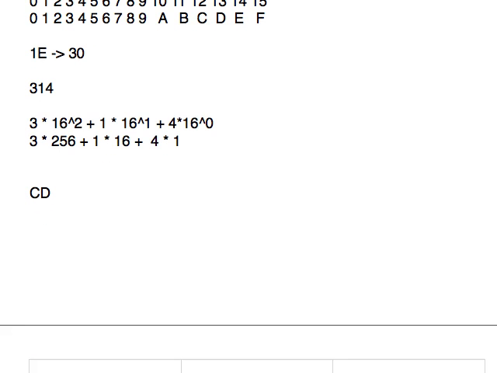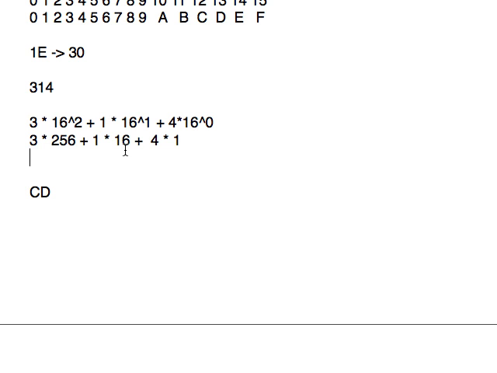So 3 times 256 will be 768, plus 1 times 16 will just be 16, plus 4 times 1 will be 4, which would equal, let's see, 4 plus 16 would be 20, 20 plus 8, so 788. So 314 in hex would translate to 788 in decimal. Excellent.